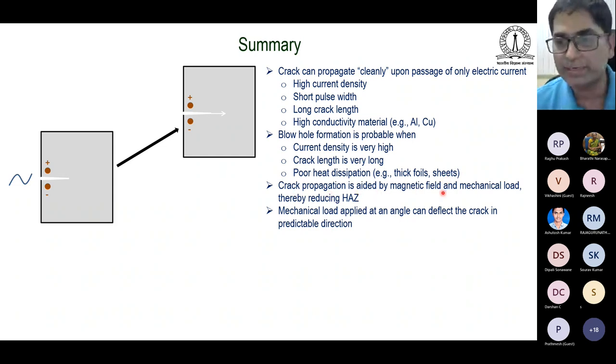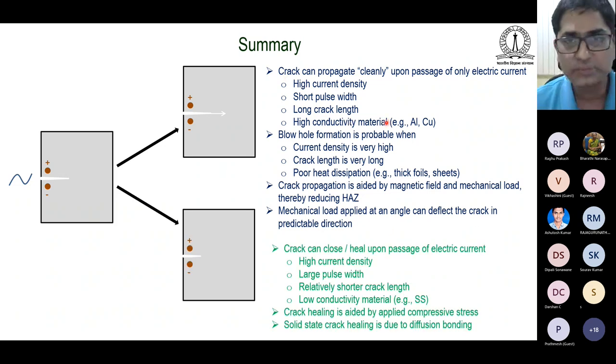Crack propagation is aided by magnetic field, am I right, and mechanical load, and that actually reduces the critical current density required for fracture, and hence leads to a decrease in the heat affected zone or the plastic zone around the crack tip. If we apply the mechanical load at an angle, it can deflect the crack. We can use the same thing also to heal the crack, as we can see here.